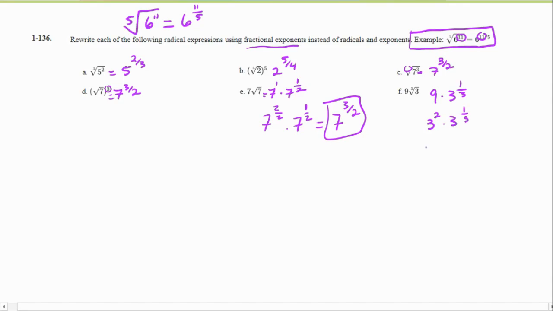I'm going to go ahead and have the same base and now add these exponents. But don't forget, I got to get a common denominator. So I'm multiplying the top and the bottom by 3 on the 2, and keeping the 1/3 here. And now I got 3 to the power of 7/3 as my final answer.